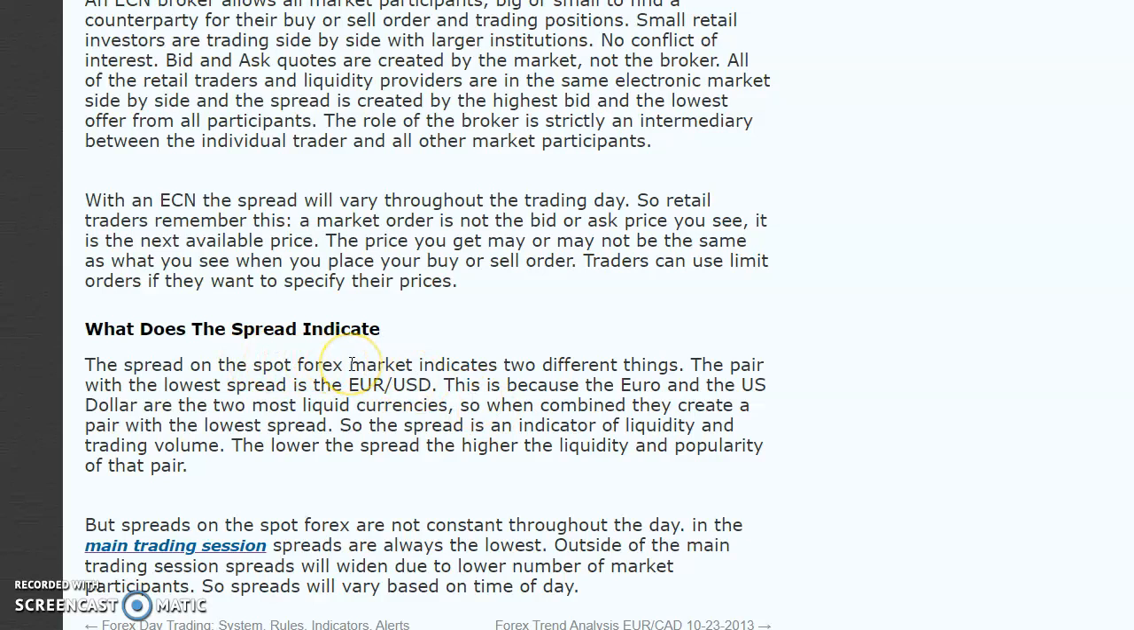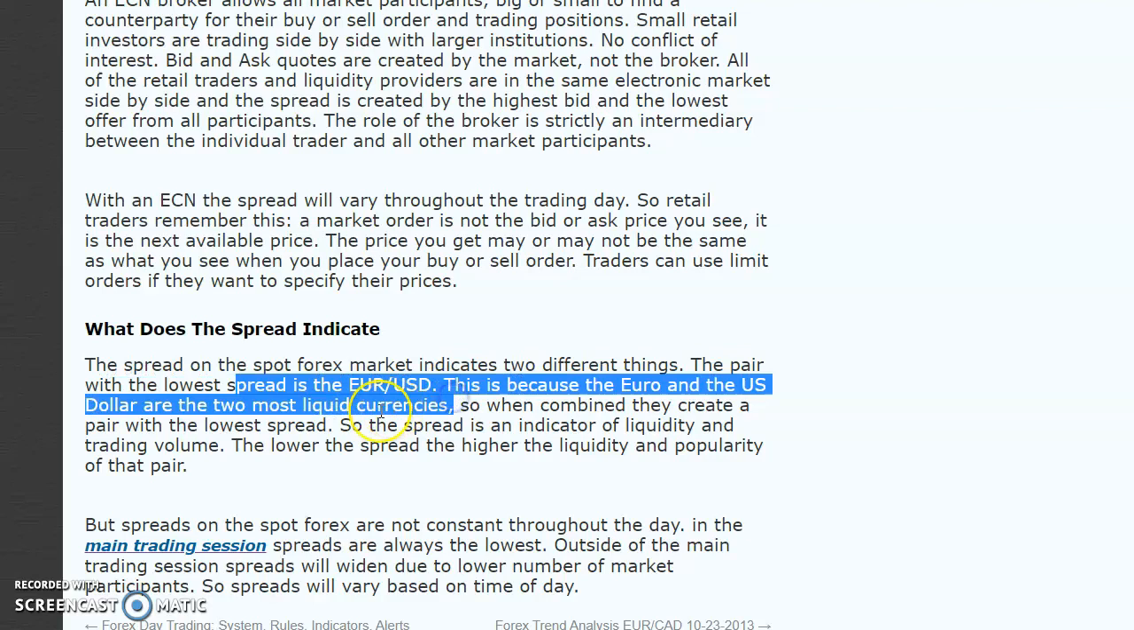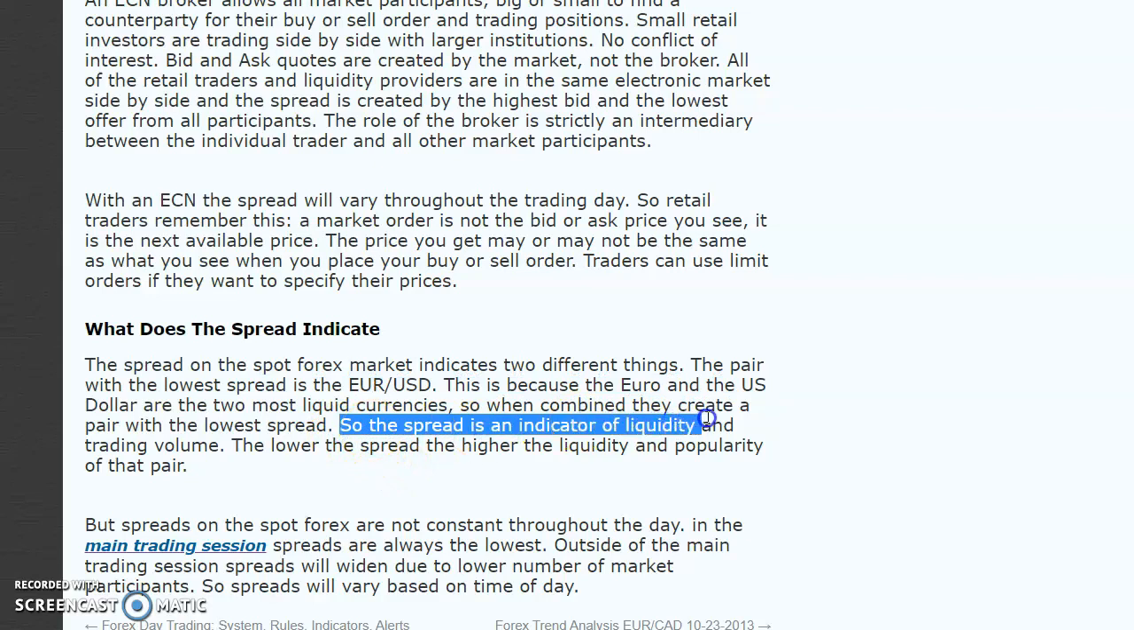So what does the spread indicate? Okay, the spreads are pretty tight on all 28 pairs we trade in our trading system at forexearlywarning.com. The lowest spread is always going to be the Euro USD. This is because the Euro and the US dollar are the two most liquid currencies. So the spread is an indicator of liquidity. The lowest spread, the Euro USD, is just because this particular pair has the two currencies with the highest liquidity.